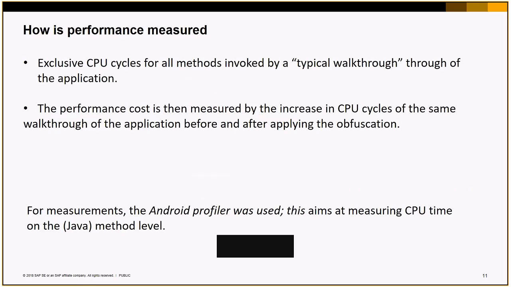How is the performance measured? It's a kind of before and after measurement. The CPU cycles for all the methods that are invoked in a typical walkthrough will be measured before, and then post obfuscation, it will be remeasured. For the measurements, the tool that is used is Android Profiler, which is an event-based profiler that captures the time spent on a Java method level.